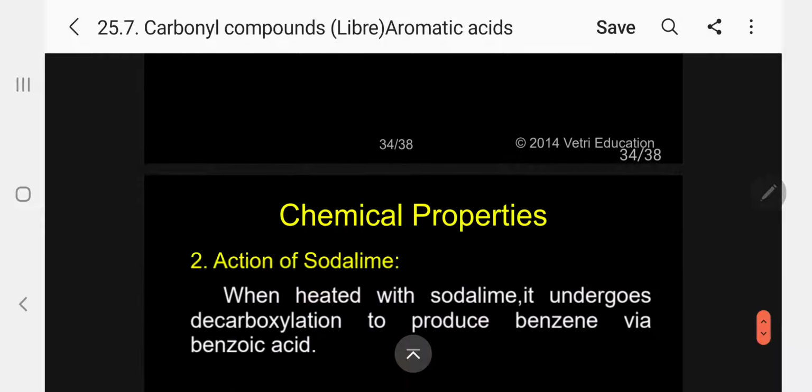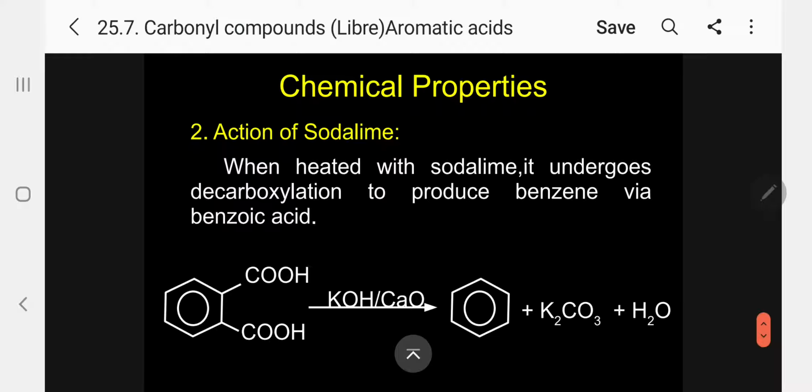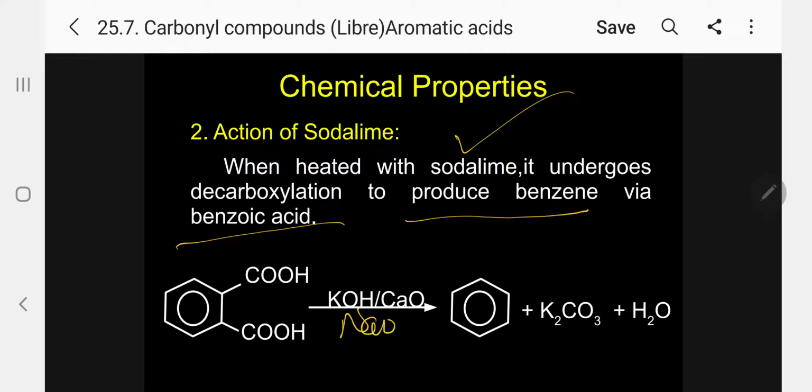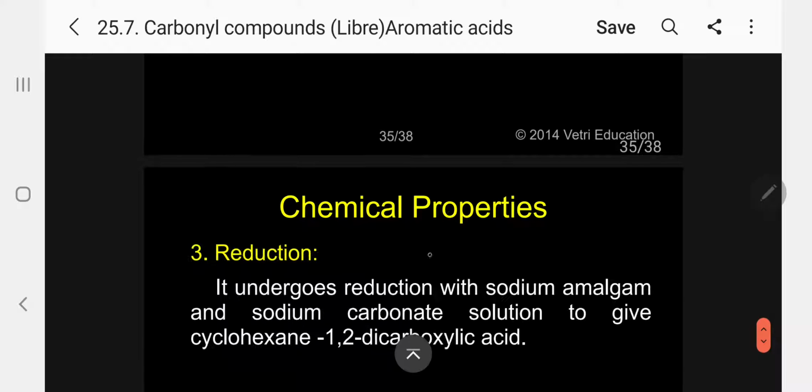Kindly follow. Action of soda lime. You have seen already, when heated with soda lime, it undergoes decarboxylation to produce benzene via benzoic acid. Potassium hydroxide with calcium oxide, or sodium hydroxide with calcium oxide, we can use the mixture. Carbon dioxide is eliminated, producing benzene, potassium carbonate, and water. Kindly follow.